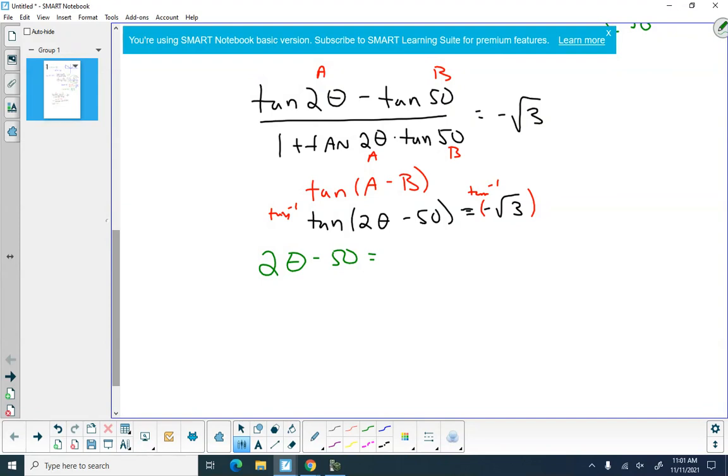We get a degree measure. The degree measure is what, Chloe? Negative 60 degrees.